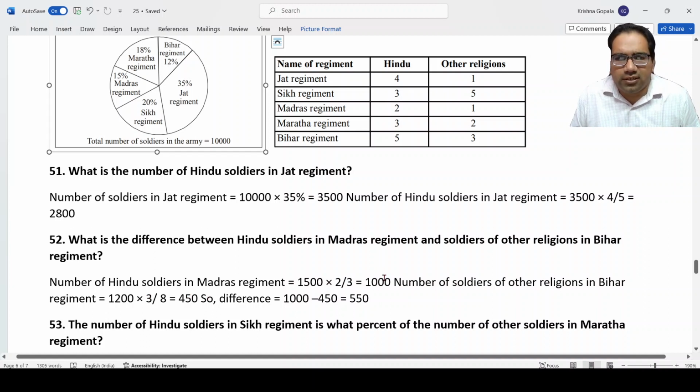So what is the difference? There are 1,000 Hindu soldiers in Madras. Other soldiers in Bihar regiment are 450. 1,000 minus 450 is 550. This is also an easy problem.